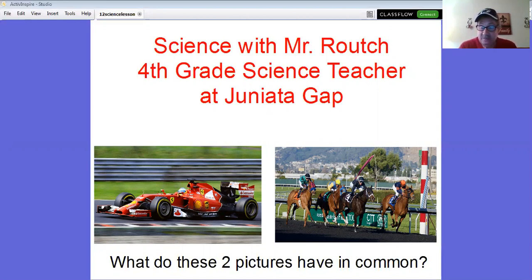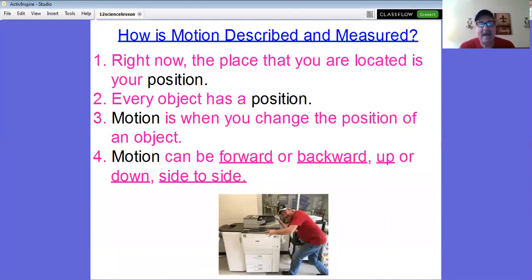I want to start today's lesson by looking at two pictures. And I want you to think, what do these two pictures have in common? Some of the things you're probably thinking about are speed, fast, motion, movement, maybe even racing. Well, the thing I want to focus on for today is motion. Both of these pictures are examples of an object or objects in motion. So we're going to talk today about how is motion described and how do we measure it.